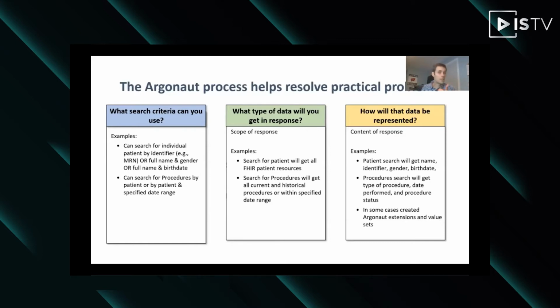Are you going to be able to search by patient name, family name, birth date? What are the combinations we're going to allow? How big are the responses going to be? If I want to get all procedures, what does that search look like, and what does the response look like? And then a very key piece of this is what does the content look like inside?